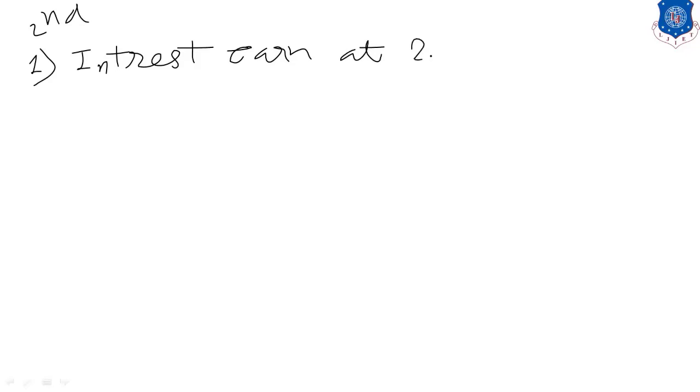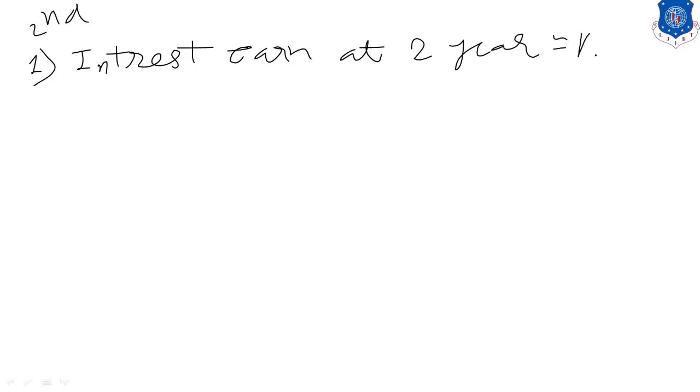Now let's calculate for the second year. In the sinking fund method, we have to calculate the book value for each year. So for the second year, step 1 is that we first have to find the interest earned at the second year.